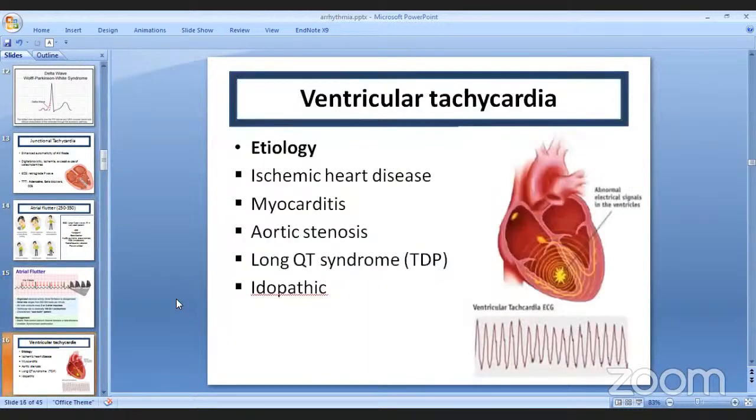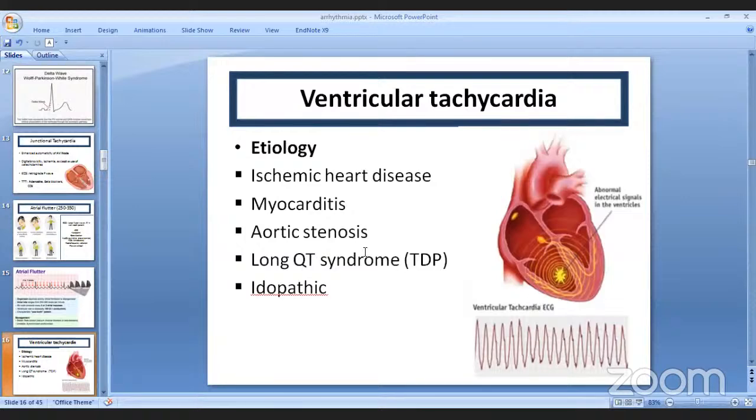This is ventricular tachycardia. Ventricular tachycardia etiology, what do we have? The first one is ischemic heart disease, especially myocarditis.